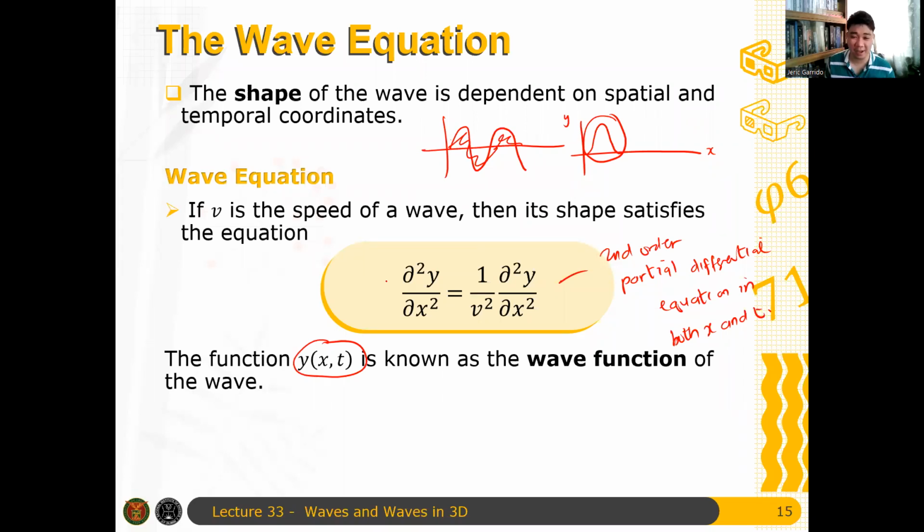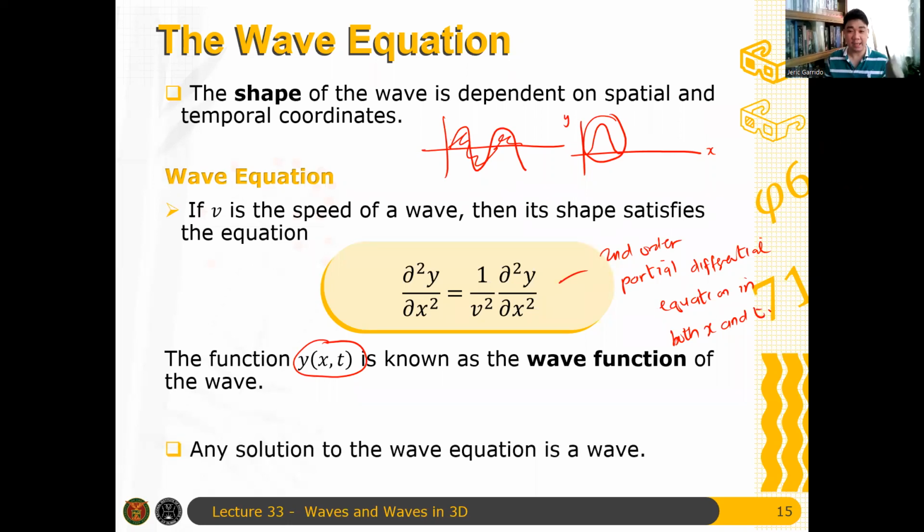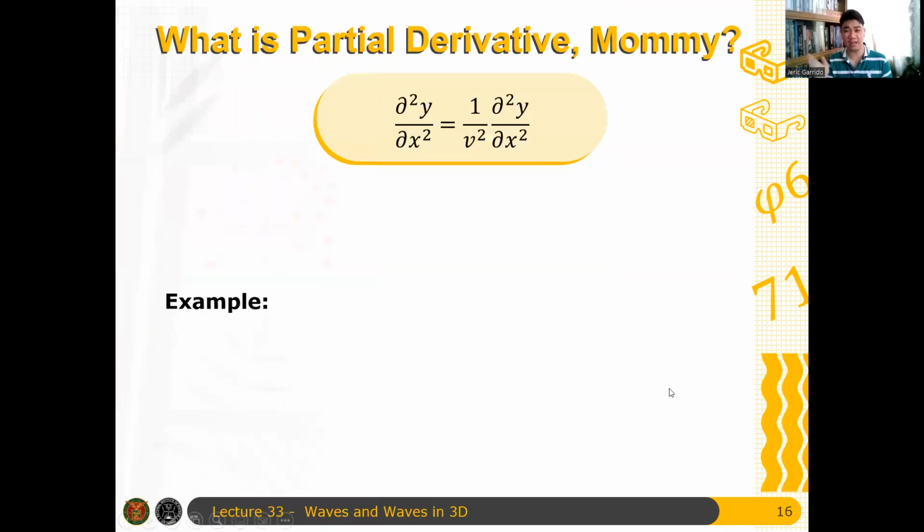Ano bang ibig sabihin ng mga curly-curly? Ano yung partial? Bakit siya partial? Ano yung ibig sabihin ng partial dyan? Okay, pag-usapan natin ng konti yon. Okay, again, any solution or any form of y of x and t which satisfies this equation here is a wave. That's known as your wave equation. Okay? Eh sir, di ba wala naman dun sa Math 21? I know, kaya hindi nga natin isa-solve exactly, di ba? Pero pag-usapan muna natin ng konti, eh sir, ano bang ibig sabihin ng equation na yan?